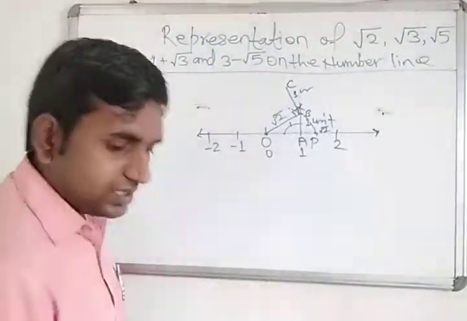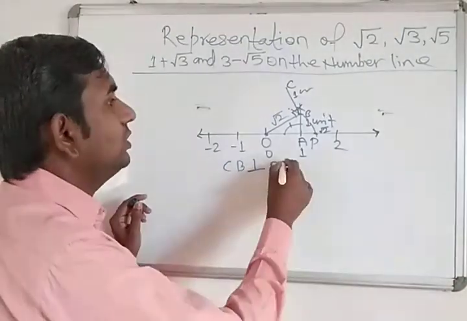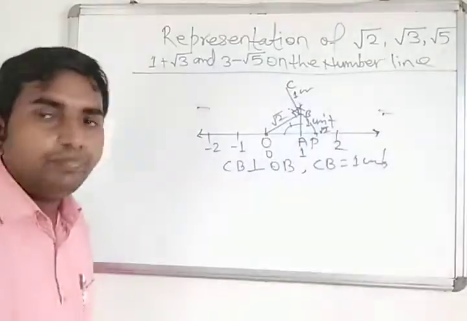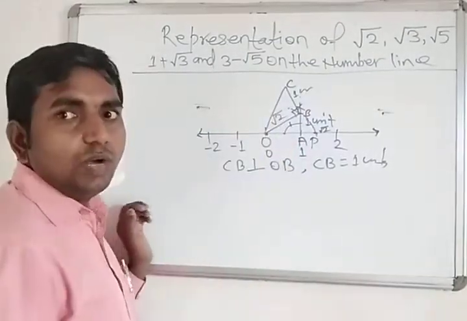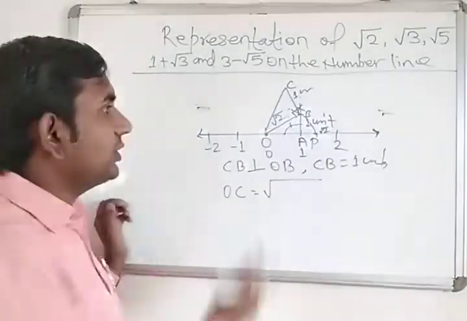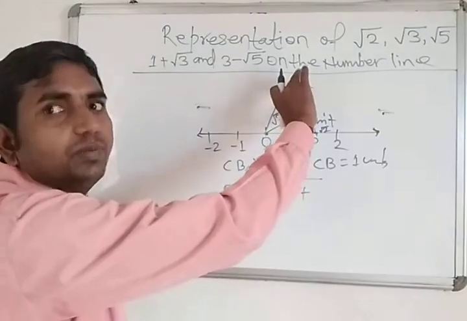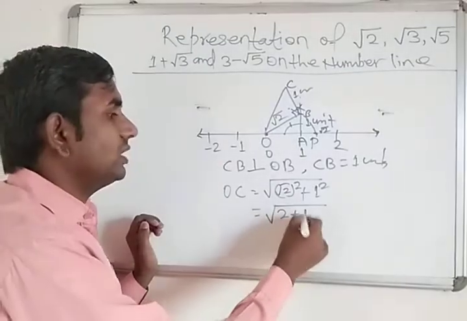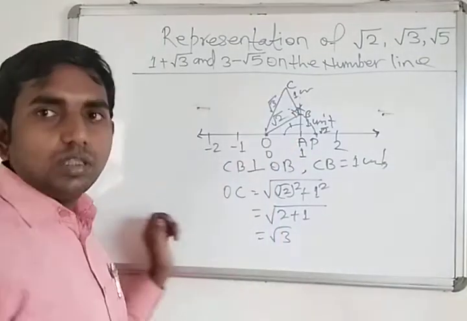For this second representation, we take BC perpendicular on OB, and the length of BC is also 1 unit. Now we join O and C and find the length of OC. By the Pythagoras theorem, OC is equal to under root of OB square, that is under root 2 square, plus BC square, which is 1 square. After finding this we have 2 plus 1, which is under root 3. So it is clear that the length of OC is equal to under root 3.